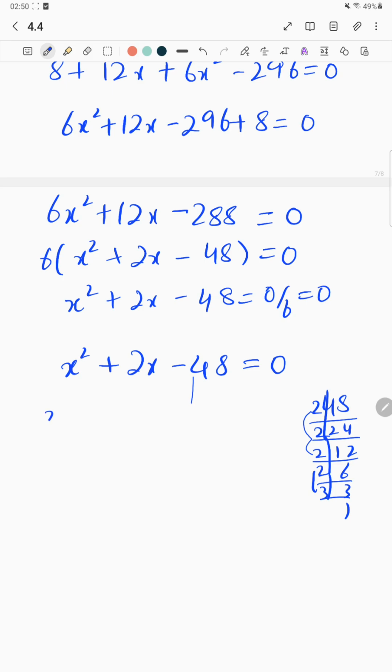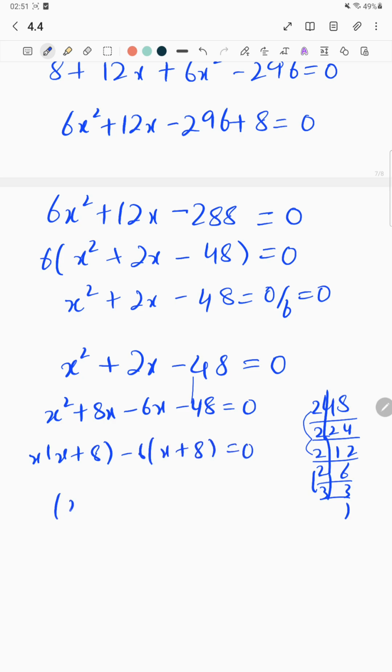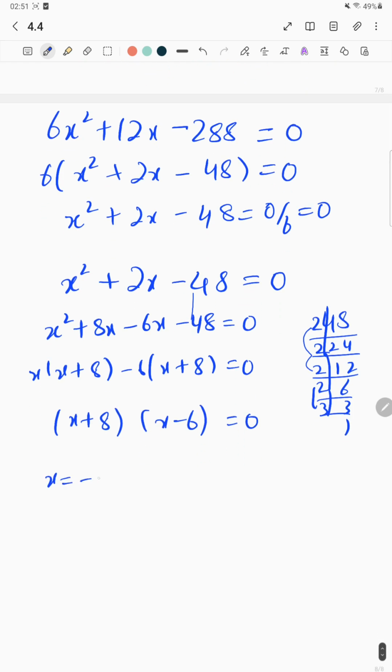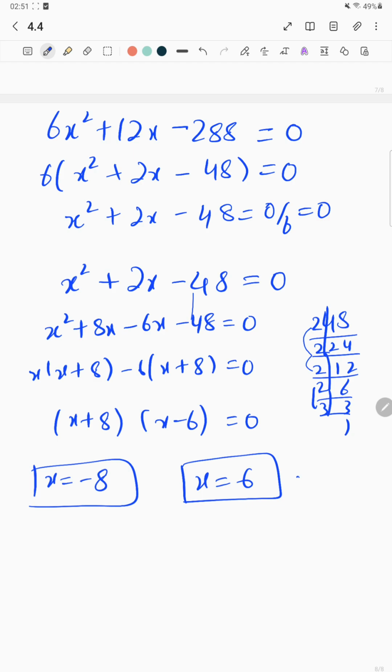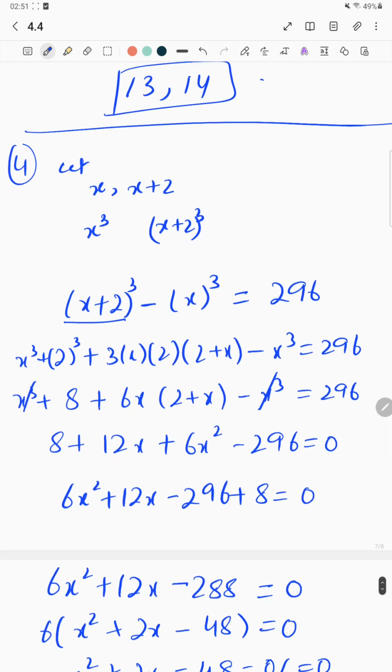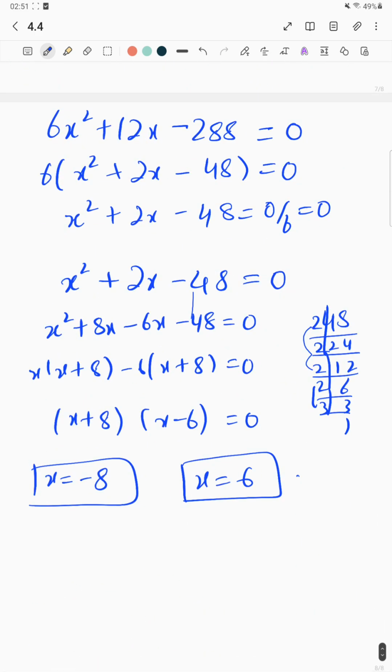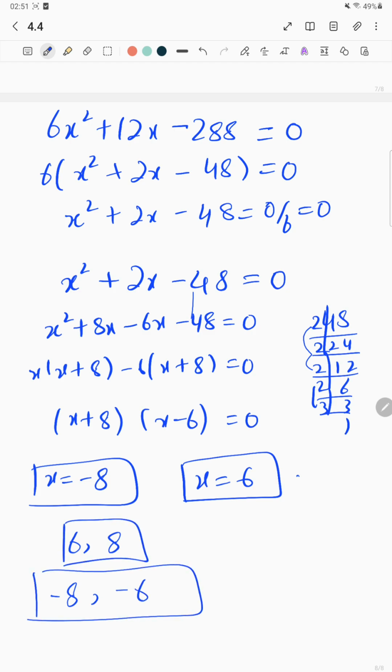Okay, so it's 8 minus 6, so it's x square plus 8x minus 6x minus 48 is equal to 0. It's x (x plus 8) minus 6 (x plus 8) is equal to 0. So it's (x plus 8)(x minus 6) is equal to 0. So x is equal to minus 8, or x is equal to 6. So we get the two values of x, that is 6 and minus 8. Now considering the value 6, the two consecutive even numbers would be 6 and 8. And if it's minus 8, minus 8 plus 2 would be minus 6. So we have two options for the consecutive even numbers.